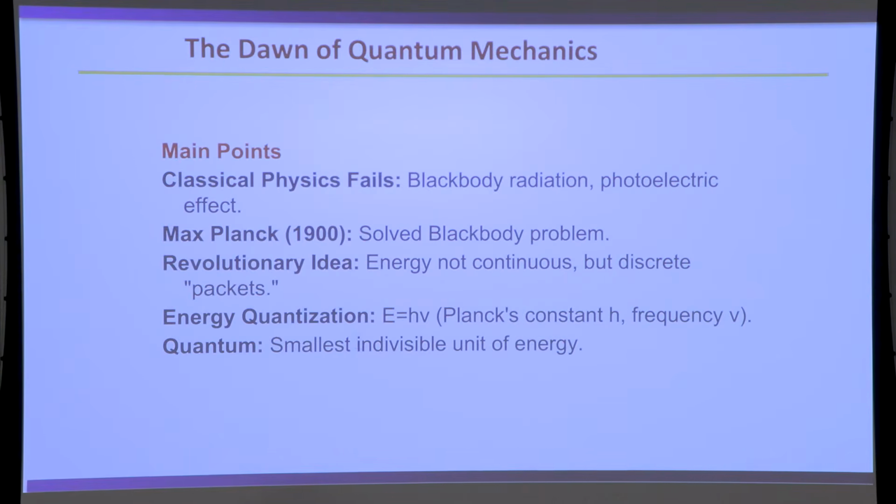Okay, so quantum mechanics. What happened? This is just summarizing the main points, and then I will go into some other details. Classical physics failed to reproduce some of the experimental evidence. Black body radiation and the photoelectric effect are things that classical physics was not able to explain. Planck in 1900 solved the black body problem with a revolutionary idea for sure: that energy is not continuous but discrete. So energy is quantized in packets.